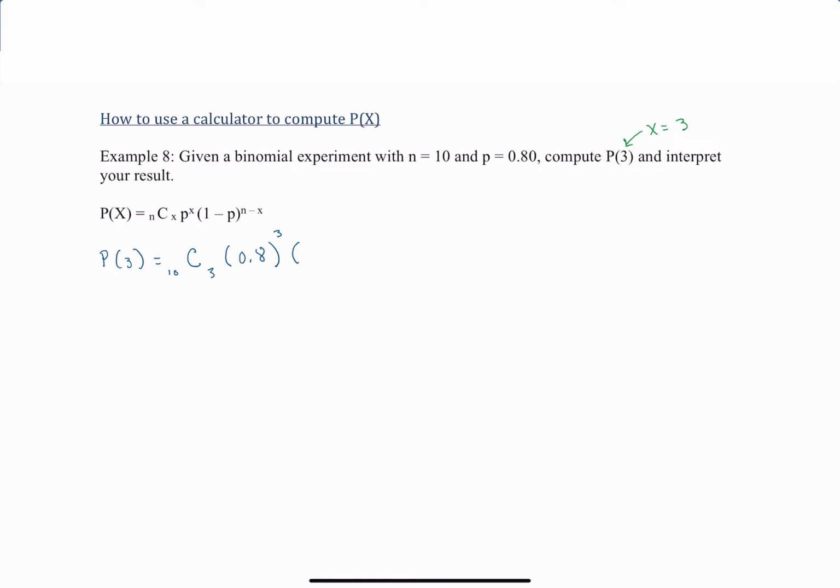times 1 minus p, so 1 minus 0.8, to the n minus x power, so to the 10 minus 3 power. Now before we enter this in a calculator, we should do a little bit of simplifying. Basically, here where we've got these subtractions, let's go ahead and simplify those. So at this point we have P of 3 is 10 combinations of 3, times 0.8 to the third power, and then 1 minus 0.8 is 0.2, and of course 10 minus 3 is 7. So now let me show you how to do that on the calculator.